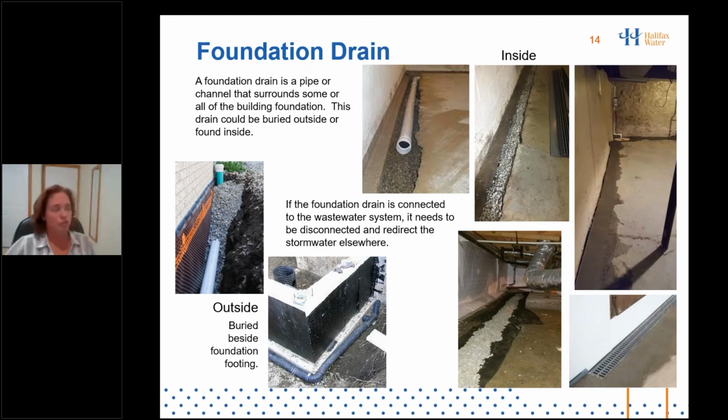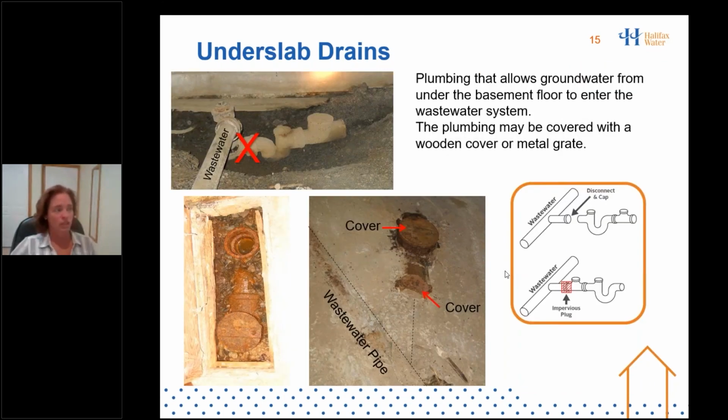Another inside drain, which is an odd looking drain, can be found in some homes, typically in older homes, but could be in any home. This plumbing allows groundwater from under the basement floor to enter the wastewater system. And it can look in various ways. So if we look at these pictures, the first one shows a gravel basement floor, and this end of the pipe is actually open such that any water collected in this pit can go in that pipe, travel through the plumbing, and then is attached to the wastewater main pipe that leaves your building to the street. So this connection is not permitted.